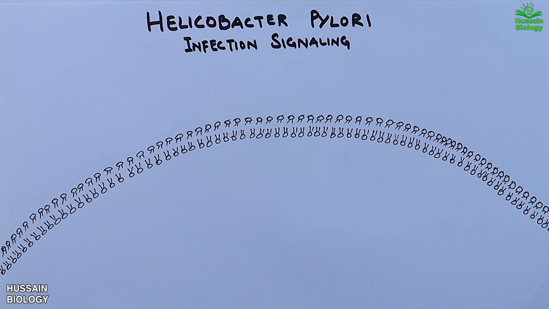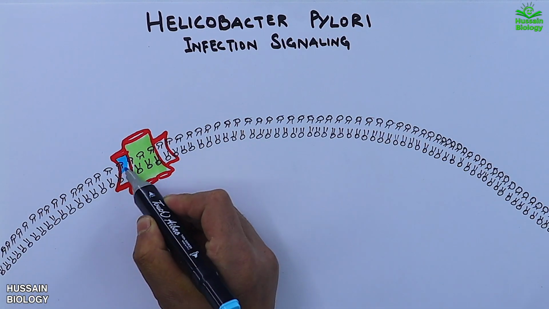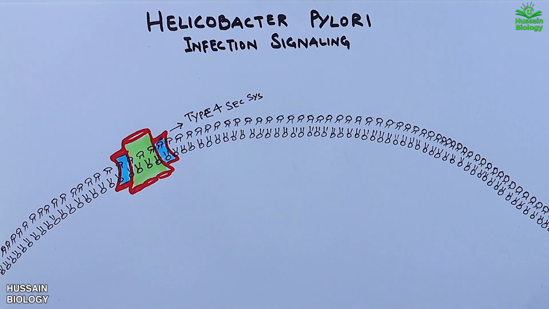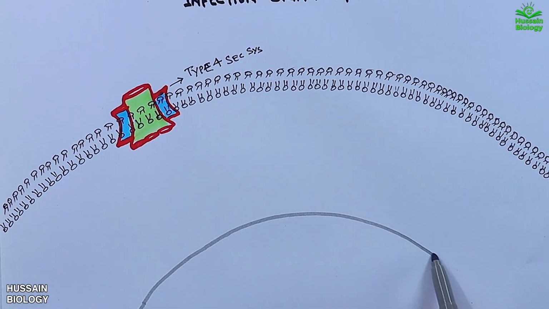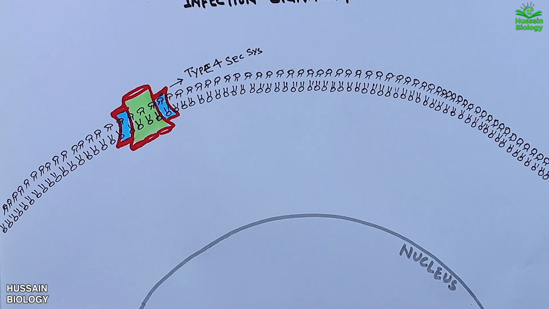Now here on the cell membrane, we can see we have the Type IV Secretion System. This complex molecular machinery is used by Helicobacter pylori to interact with the host cell. It functions like a syringe, allowing the bacterium to inject its virulence factors directly into the host cell. Inside the cell, we have the nucleus.